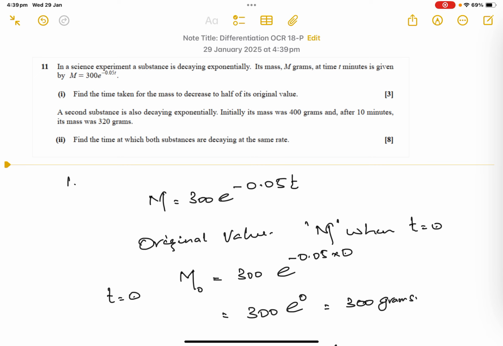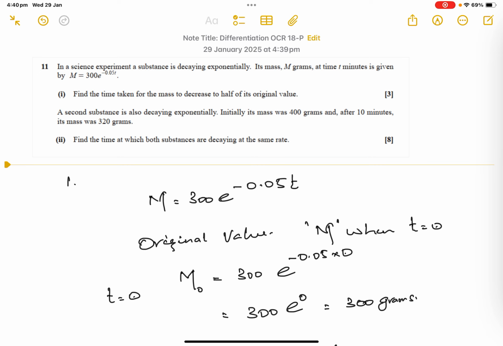A past question on differentiation is an Oxford and Cambridge past question. In a science experiment, a substance is decaying exponentially. Its mass m grams at time t minutes is given by m equals 300 e to the power of minus 0.05t. Find the time taken for the mass to decrease to half of its original value.